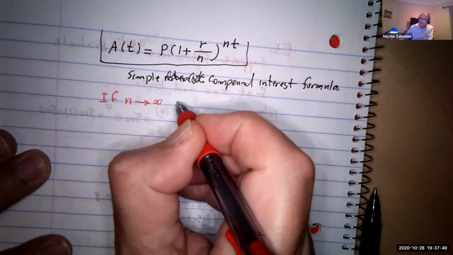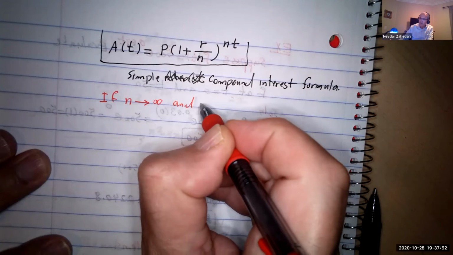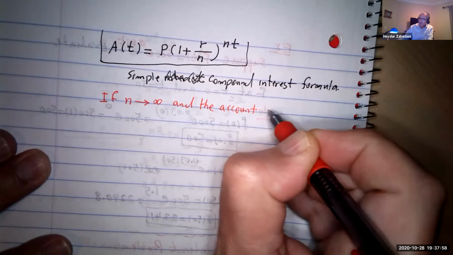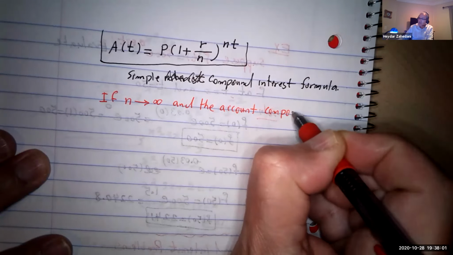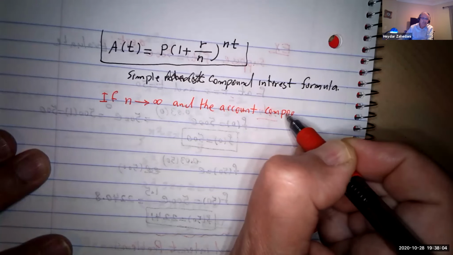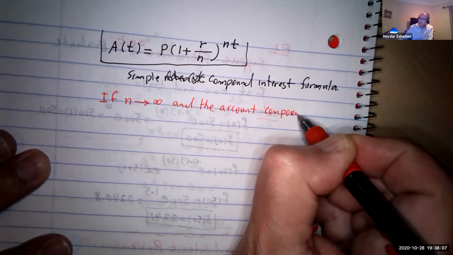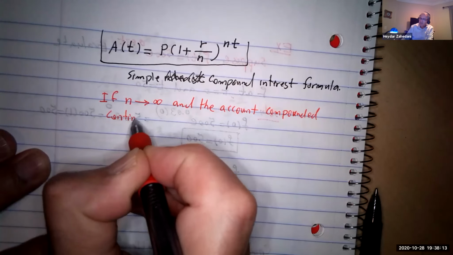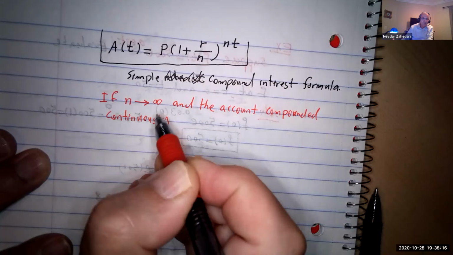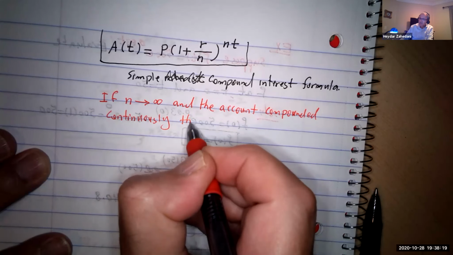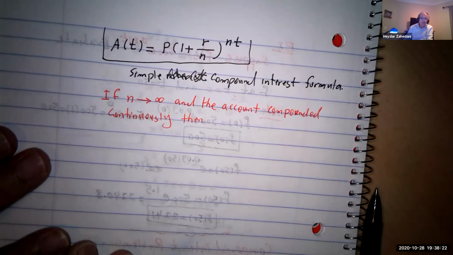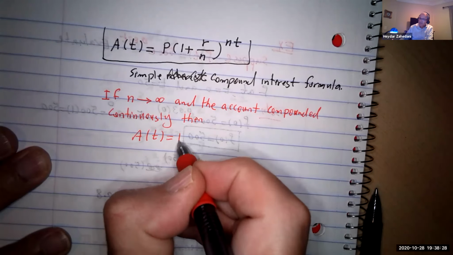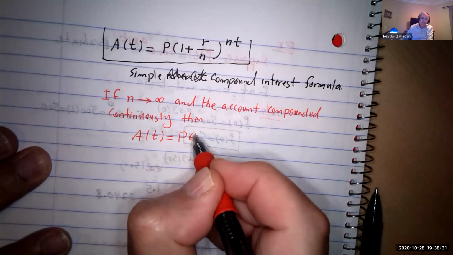The account is compounded all the time, or continuously. The result is that this expression gets closer and closer to e. So A of t equals P as is, but the expression goes to e to the rt.